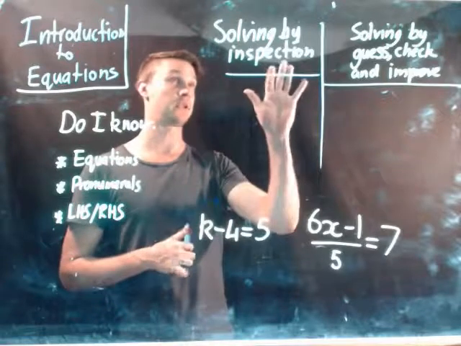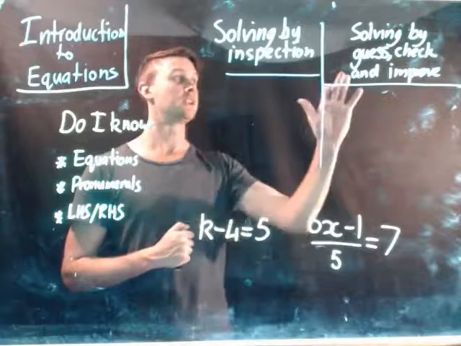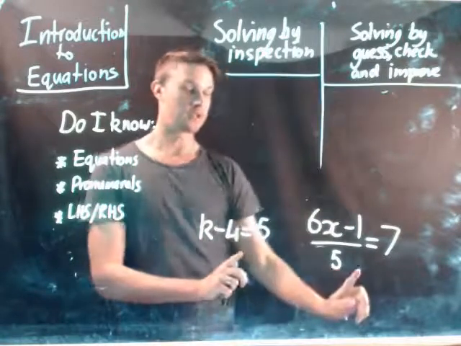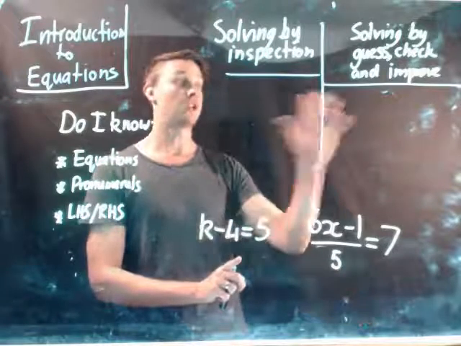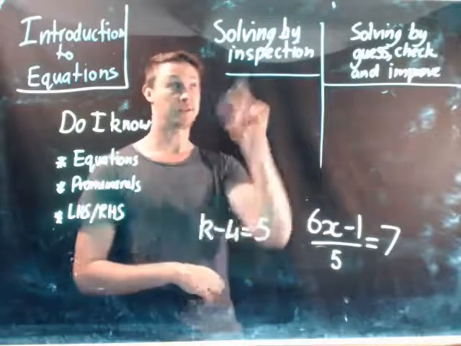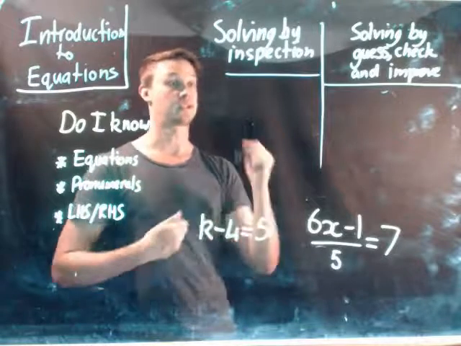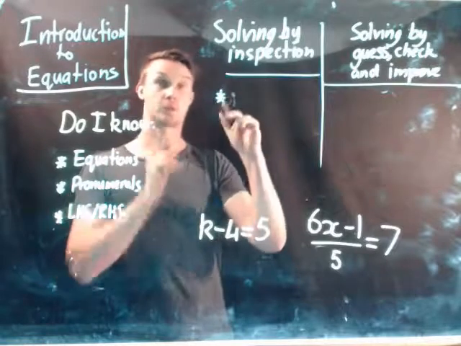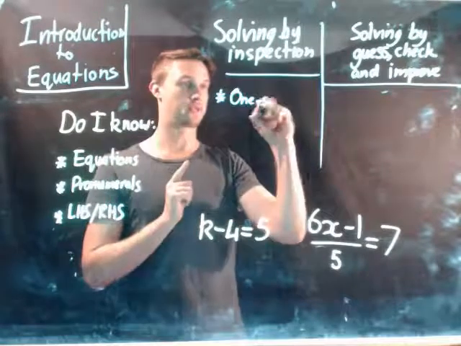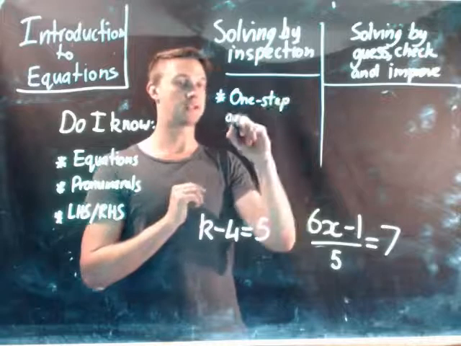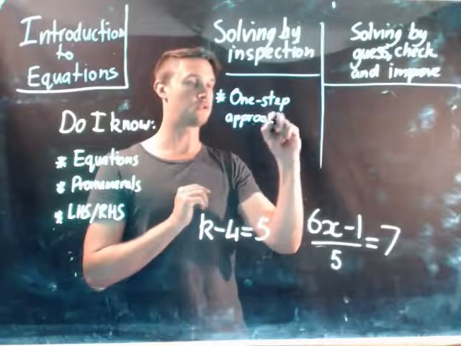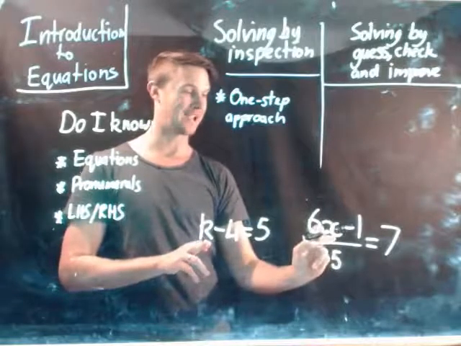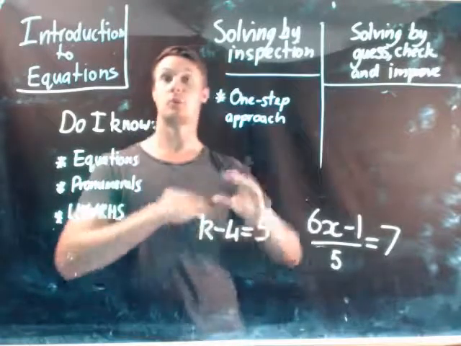So the first strategy is solving by inspection, and the second strategy is solving by guess, check, and improve. We're going to use these two examples here, and I'm going to show you how we implement these strategies. We're going to focus on this first one, solving by inspection. We use this one when there is a one-step approach. It's usually a simple equation where we can just try and work out what the pronumeral is. So we've got k and x.